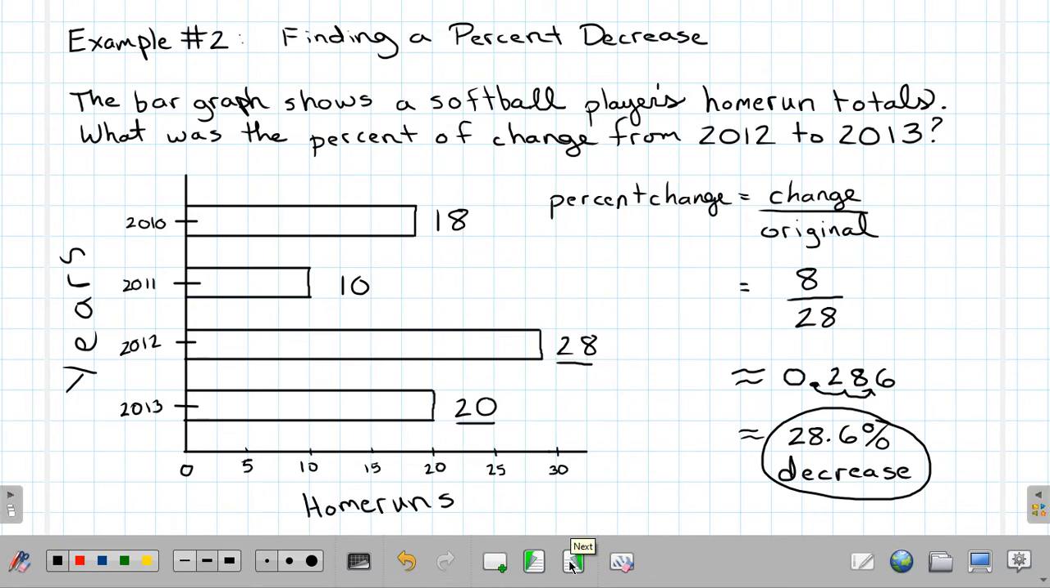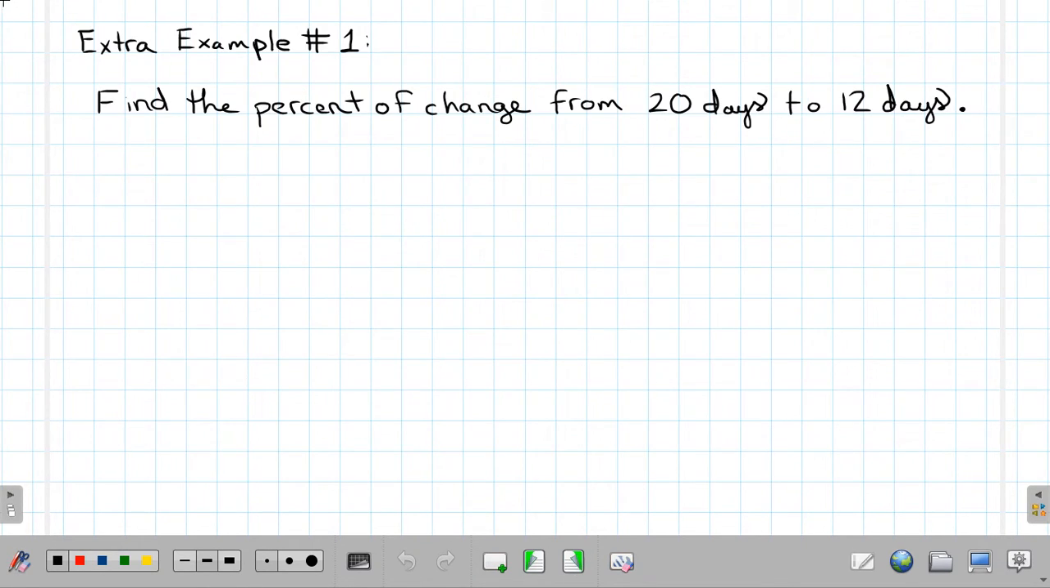So I do want to give you 2 more examples, and these are examples that are not found in the book. If you've made it this far in the video, or if you remember this from class, these are examples that are not in the book. These are ones that you only saw in class. So extra example number 1.